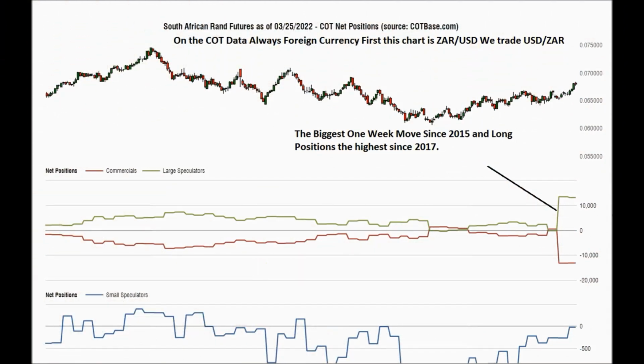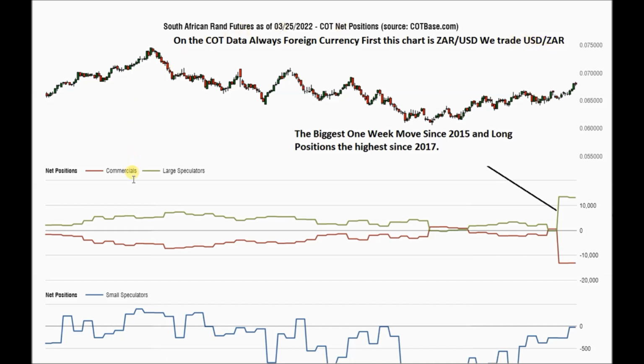Now, before we look at the key levels of support and resistance, let's take a look at the sentiment towards the pairs via our favorite sentiment tool, the COT Net Traders positions. Right, we're on the COT Net Traders positions, as you can see from my note at the top. For anyone unfamiliar with the positions on the COT data, it's always the foreign currency first. This chart is ZAR USD. We of course trade USD ZAR. I'll turn the chart around the right way in a moment.